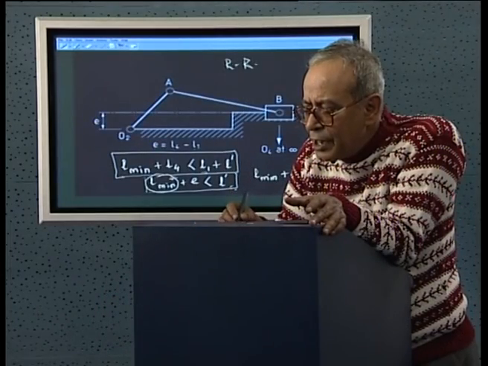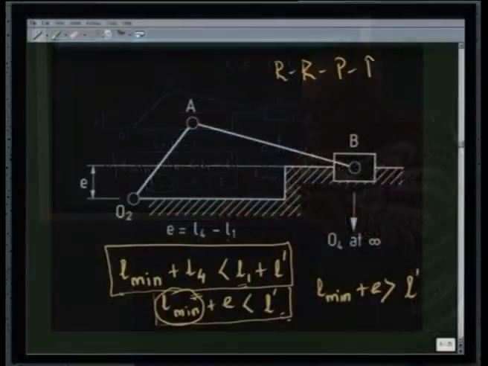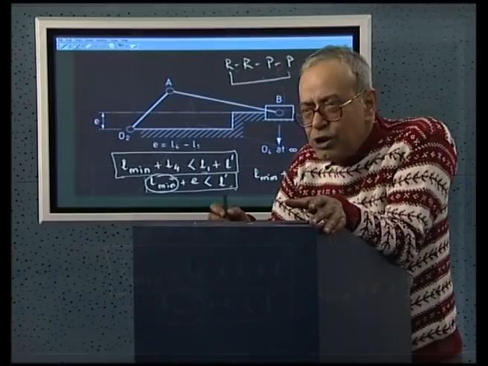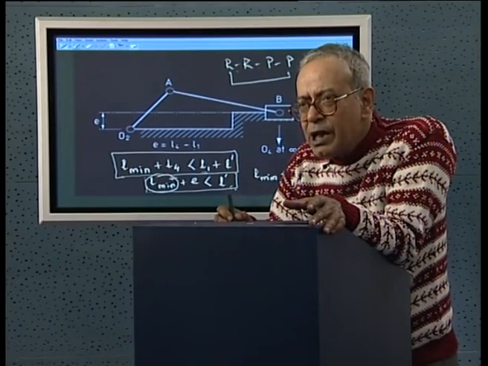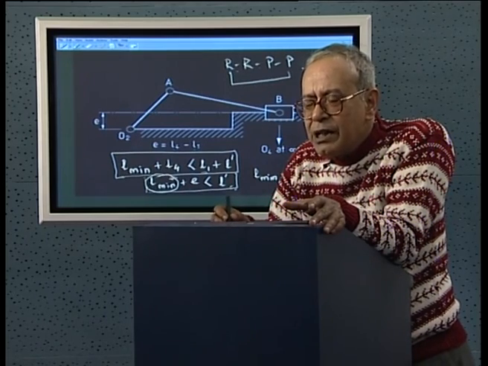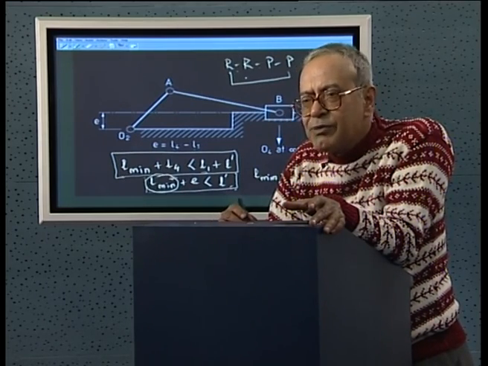Can we extend this Grashof's criterion for an R, R, P, P type 4R linkage? There is a link between these two revolute pairs, and there are links between this revolute and prismatic, prismatic and prismatic, and prismatic and revolute. If we recall, we had the Scotch-Yoke mechanism of this type, and then the elliptic trammel was a mechanism of this type, and Oldham's coupling is a mechanism of this type.